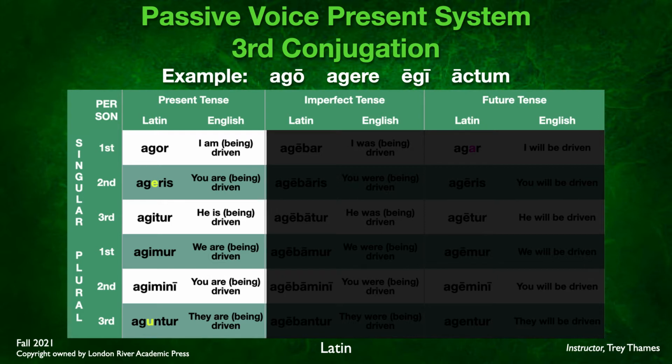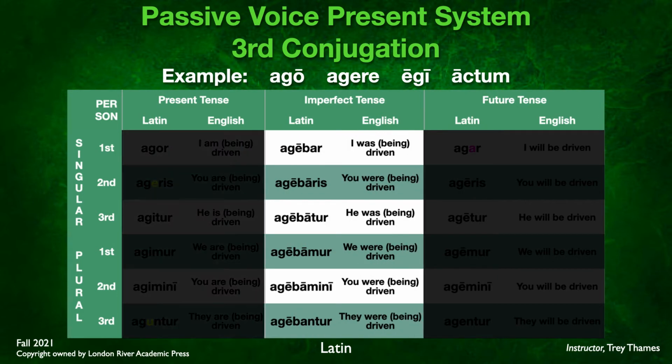Let's look at the imperfect tense. Now, if you remember, our endings for passive imperfect were bar, baris, batur, bamur, bamini, bantur. And so we're going to take that second principal part, agere, drop the re infinitive ending. So we're going to have age, and that age becomes aga with a macron, that long mark. So it's agebar, agebaris, agebatur, agebamur, agebamini, agebantur. So this is the imperfect.